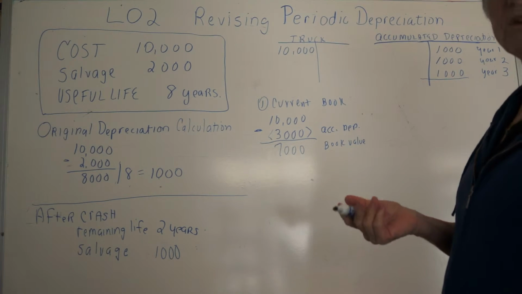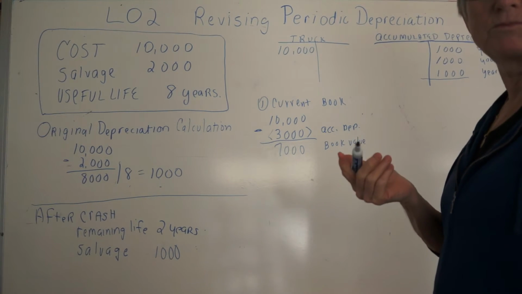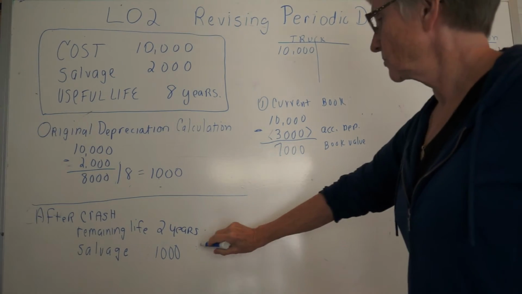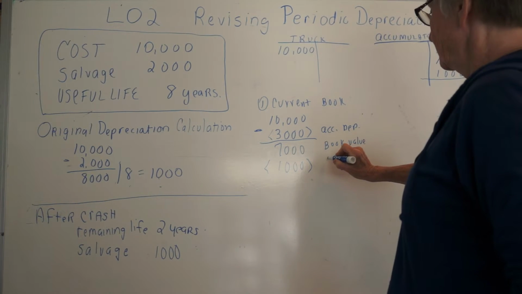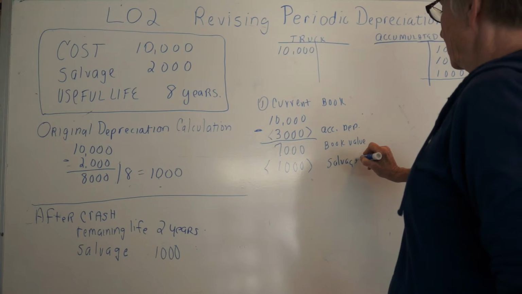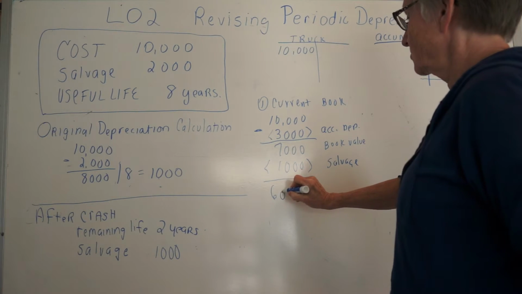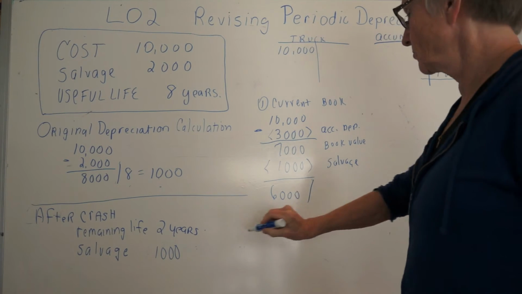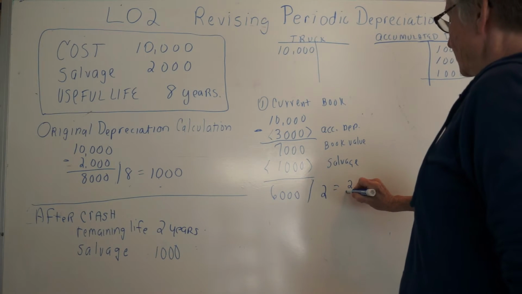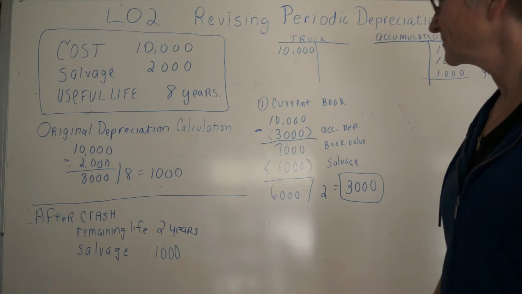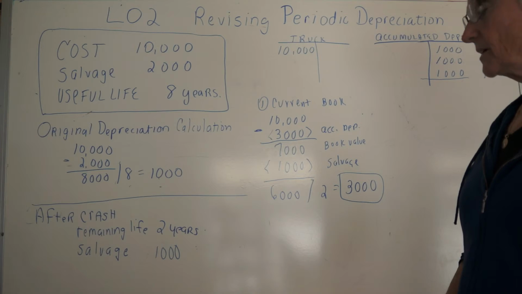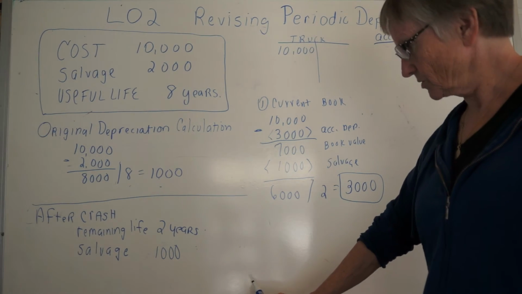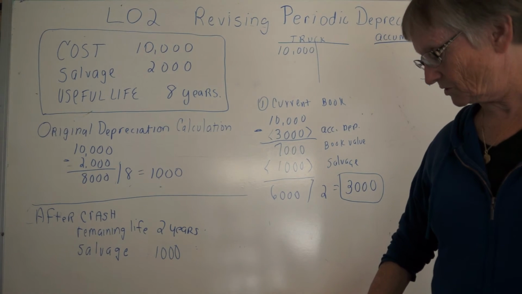Then we just go back and calculate the depreciation expense as we would have, except with the new numbers. So book value less the new estimated salvage value. Okay, so that's the new salvage. Gives us a new depreciable base of 6,000 divided by the number of years we think we have left. And so our new depreciation expense revised is going to be $3,000 per year. Okay? And so when we do our journal entry, it would be simply depreciation expense and accumulated depreciation for $3,000 instead of the $1,000 we were previously taking.